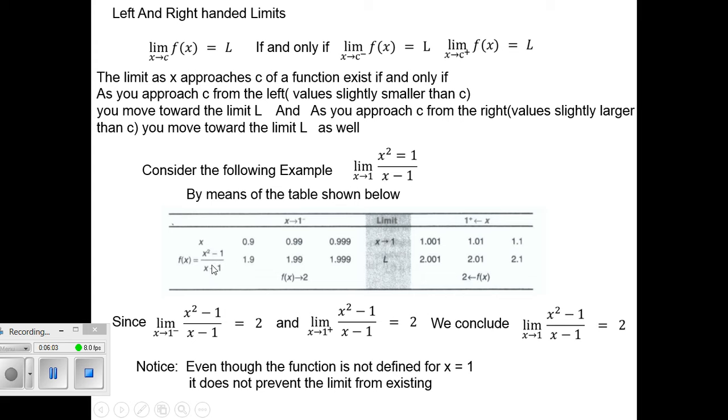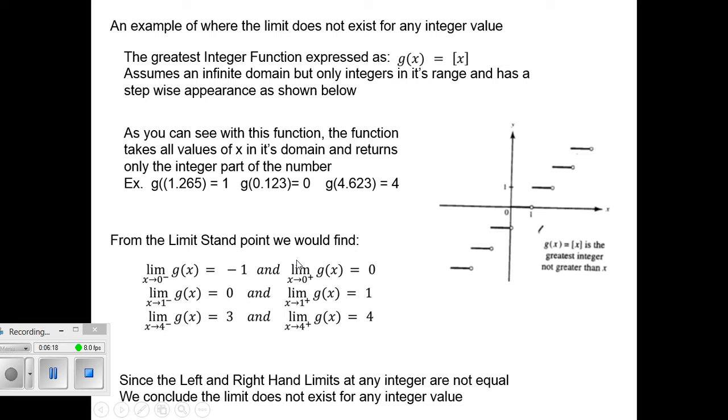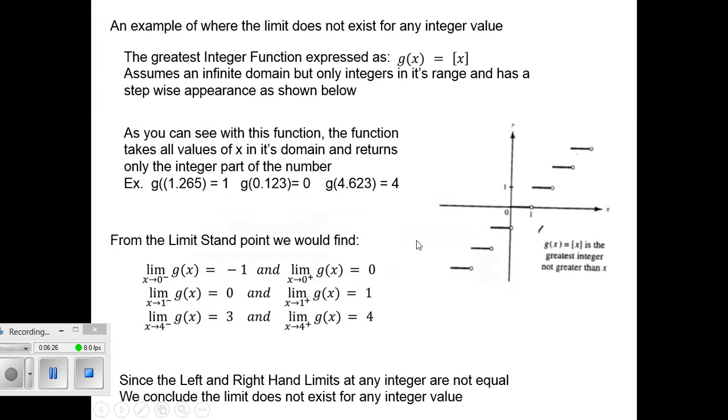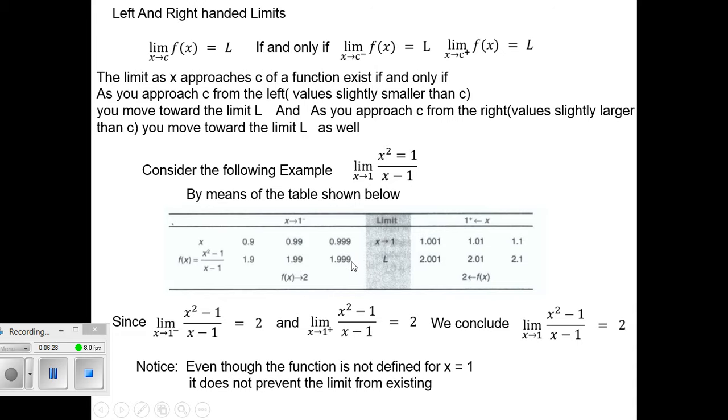And what we're seeing is the function values are being driven in each instance towards what appears to be 2. On the left side, when we're within a hundredth of a unit from 1, the function value is a hundredth of a unit from 2. This keeps happening. When we're within a thousandth of a unit from 1, the function value is within a thousandth of a unit of 2 on both the left and right side.